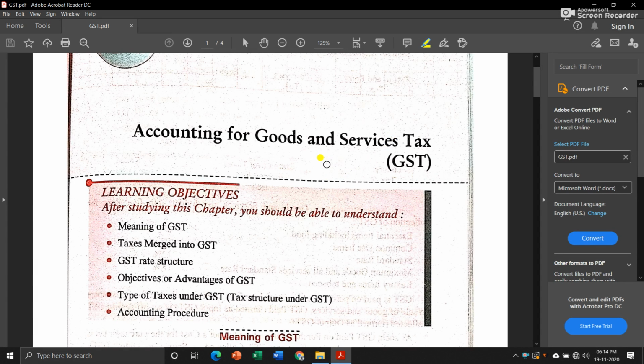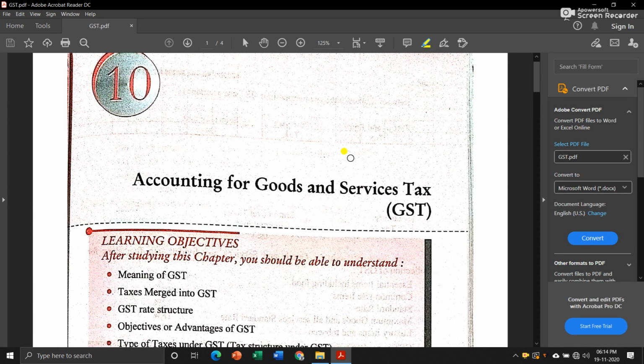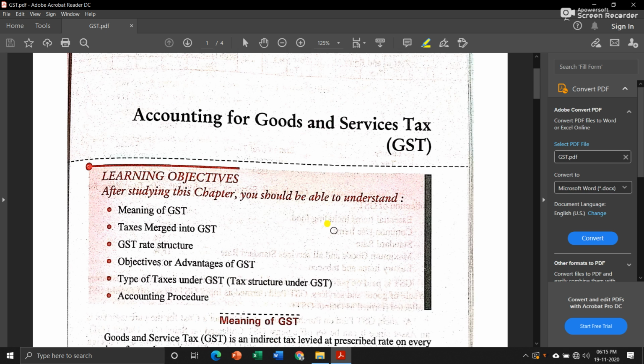Hello everyone, in this session we will be discussing accounting for goods and services tax, that is GST. Before starting this session I would like to inform you that GST is not included in your syllabus, but still as a commerce student you should have basic knowledge of what GST is and what kind of entries or treatment we do in accountancy regarding GST.